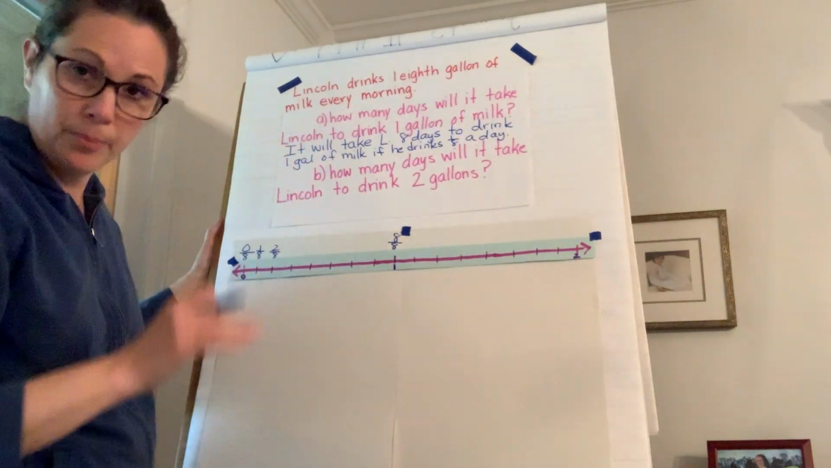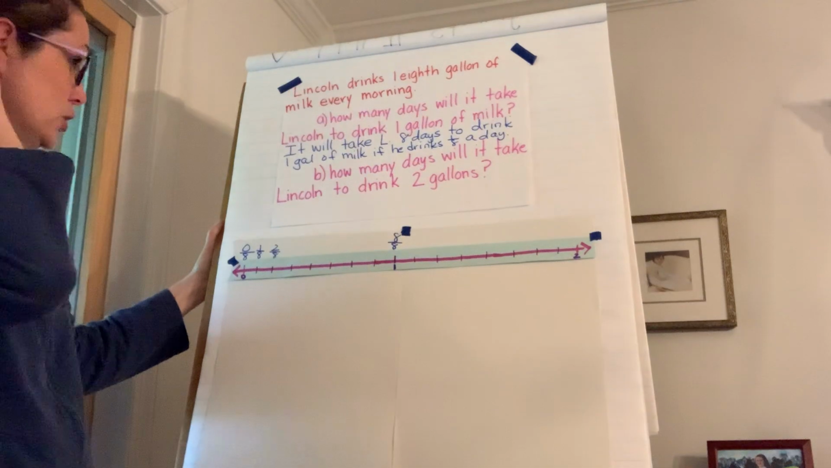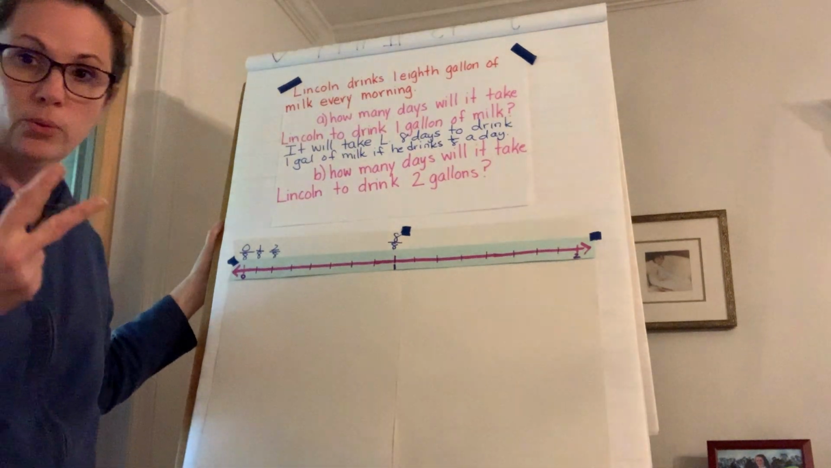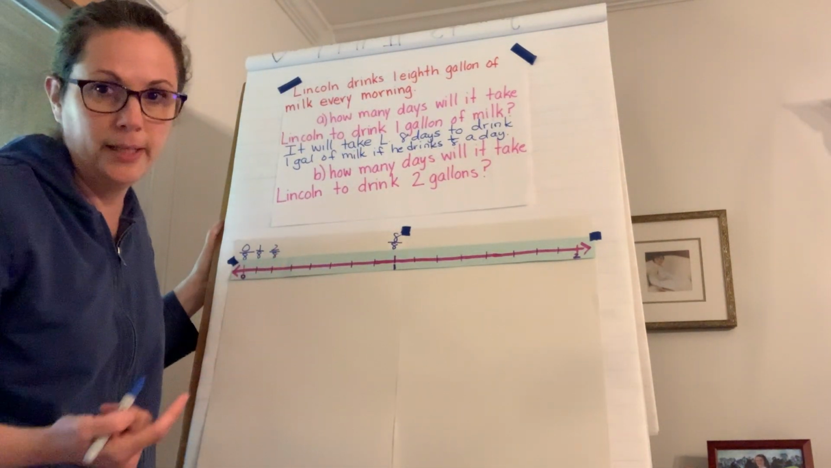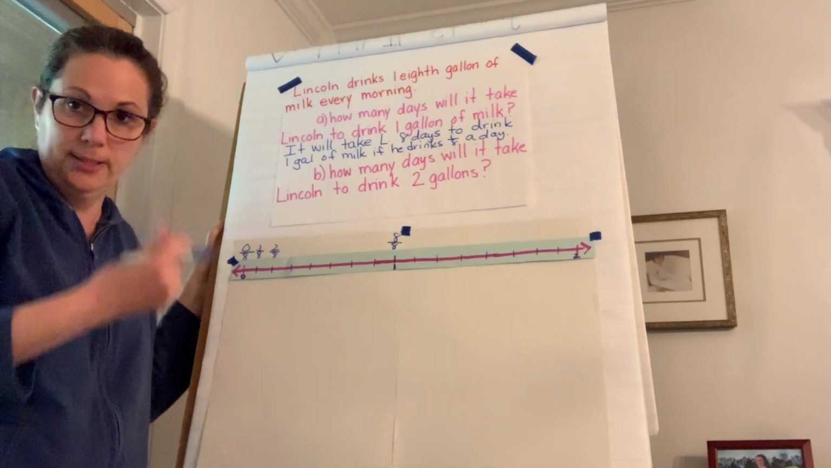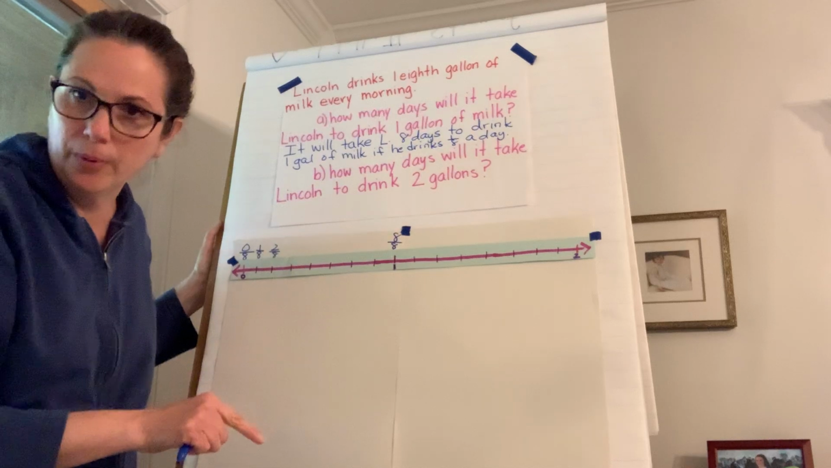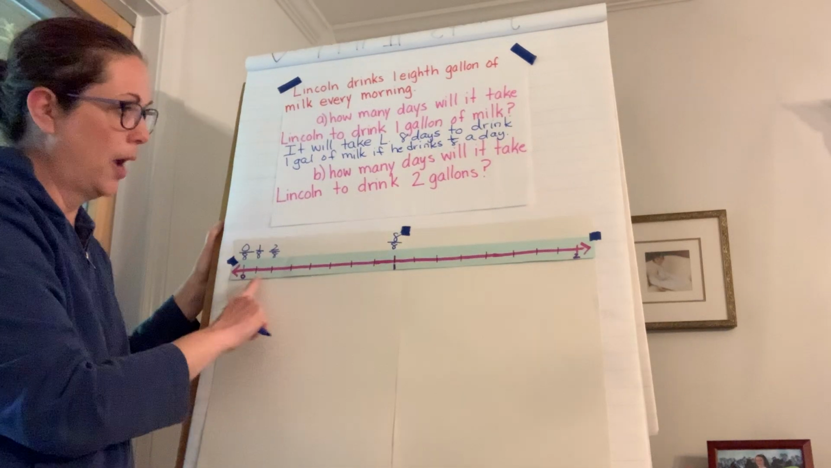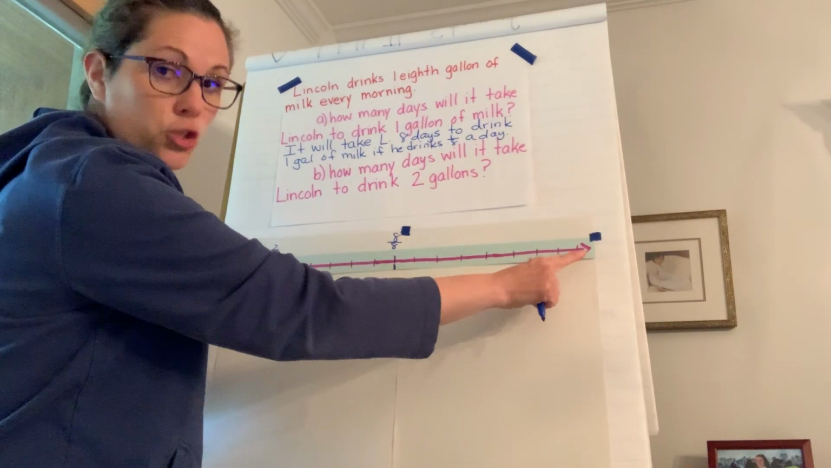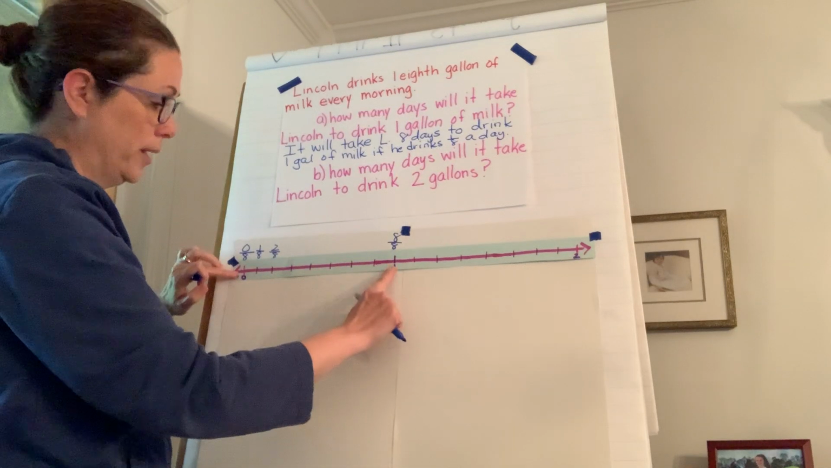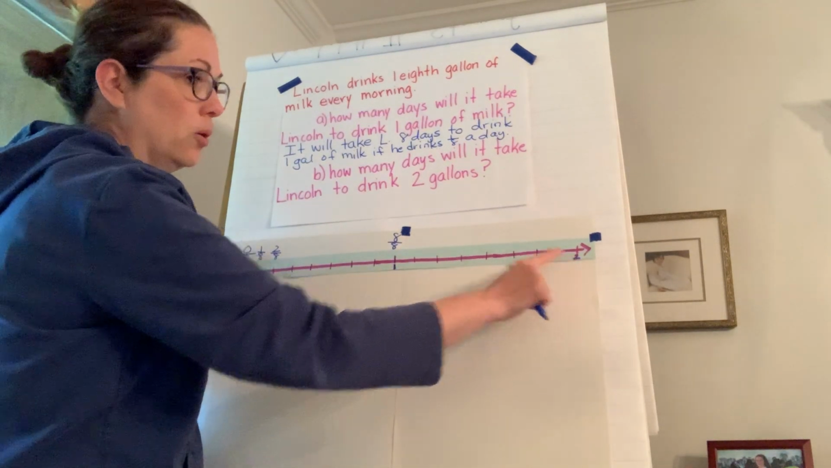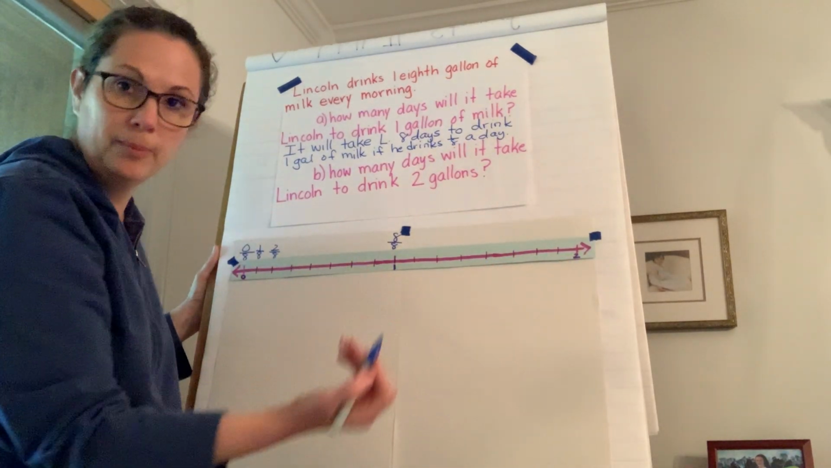Okay? The second part to that problem says, how many days will it take Lincoln to drink 2 gallons? Well, if it took him 8 days to drink 1 gallon and he's still drinking just 1/8 a day, it's obviously going to double, right? So I would extend my number line to 2 whole gallons. This was 1 gallon. Here's 2 whole gallons. And I would keep counting by 8s.